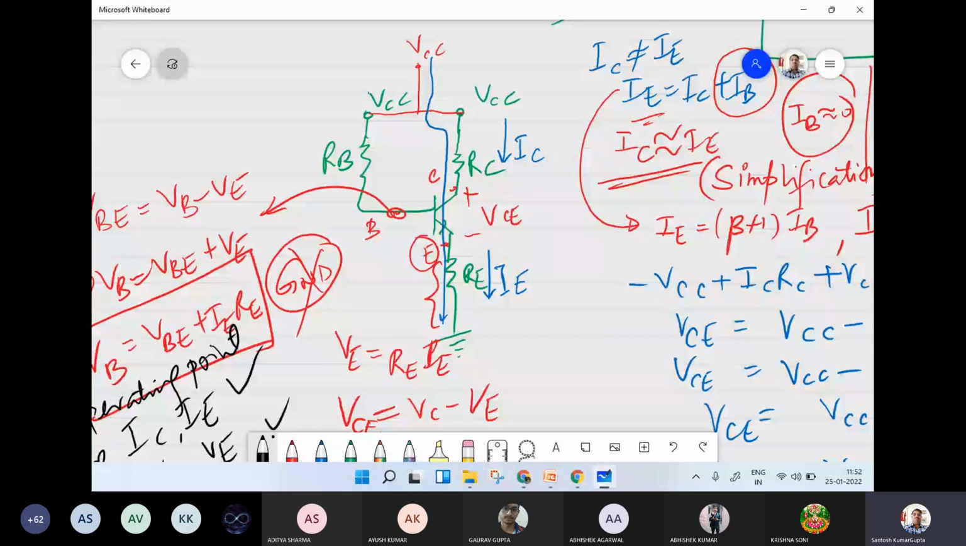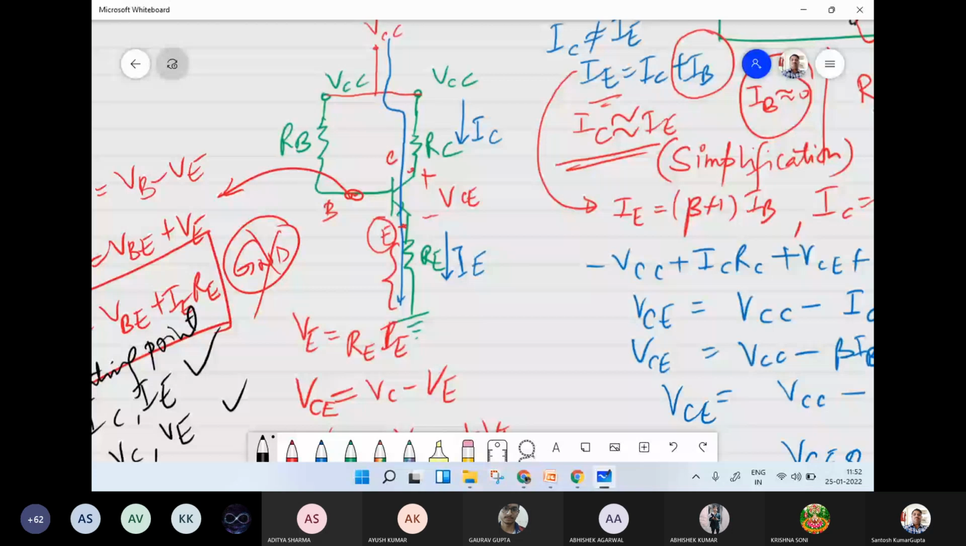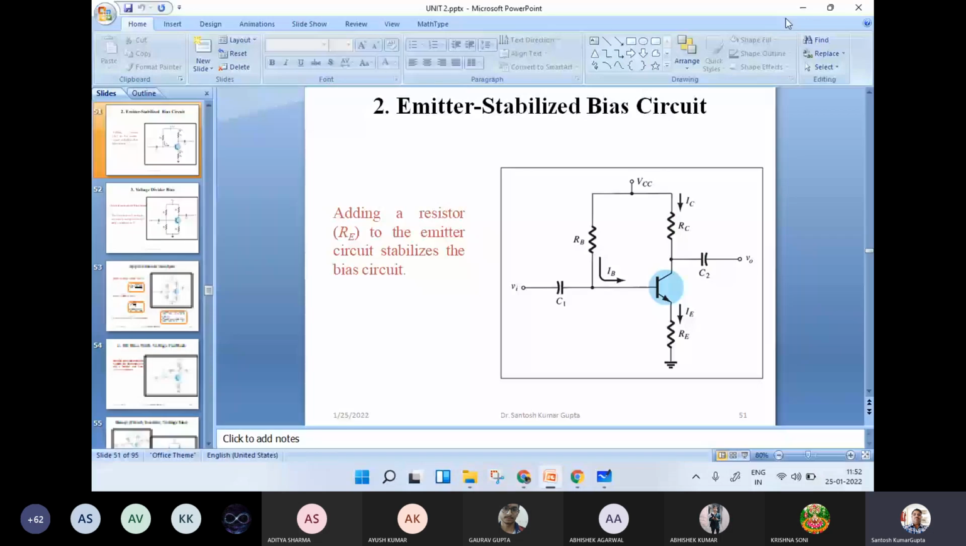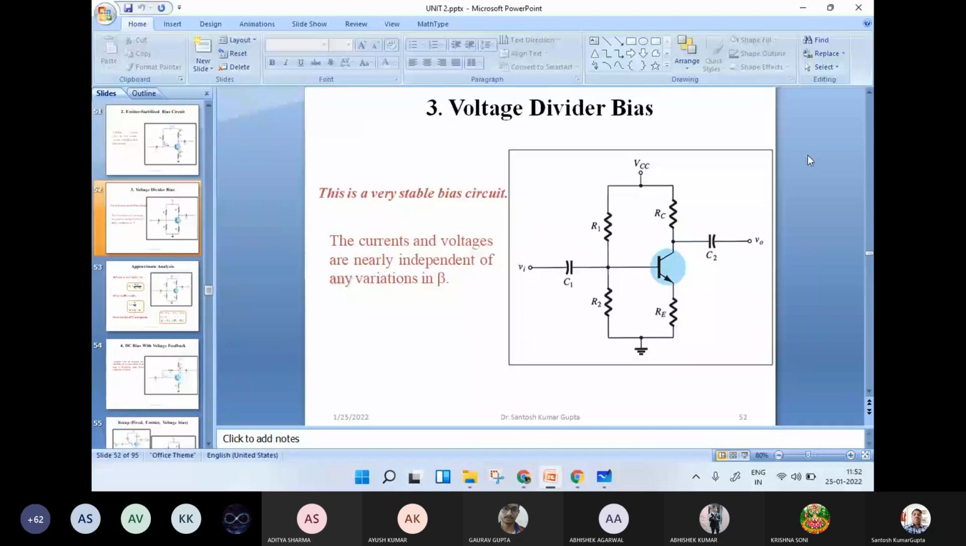This is called the emitter stabilized bias circuit. Next, we will see the voltage divider bias circuit in the next class. We stop here. You can practice some questions based on these discussions.